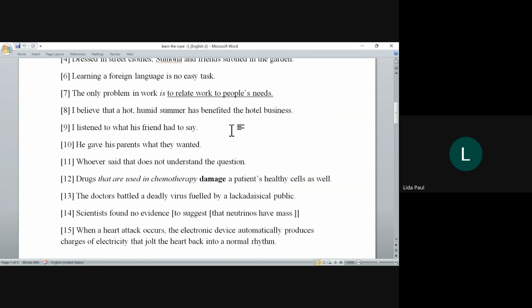Which one is direct? He. Sorry, he is the subject. Direct object is? His parents. No. Direct object is what they wanted. Whatever is the answer to that question, that is your direct object. Who he gave it to is your indirect object, right? So he gave his parents what they wanted. So what they wanted is the direct object. His parents is the indirect object. Okay. To whom or for whom is always the indirect. Just keep that in mind. Okay, ma'am. Okay. 11th one, whoever said that does not understand the question.